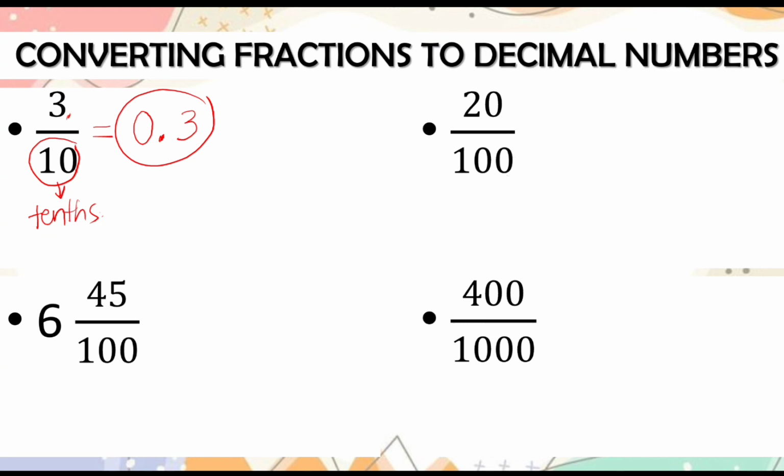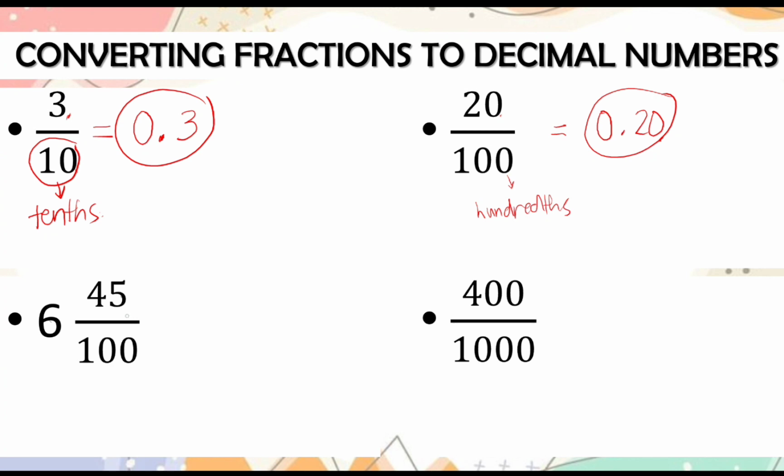Next example is 20 hundredths. So, yung nasa denominator, yan ay binabasa natin as hundreds. So, kapag sinulat natin to into decimal number, we will have 0.20. The numerator should end at the hundreds place. So, 0.20.